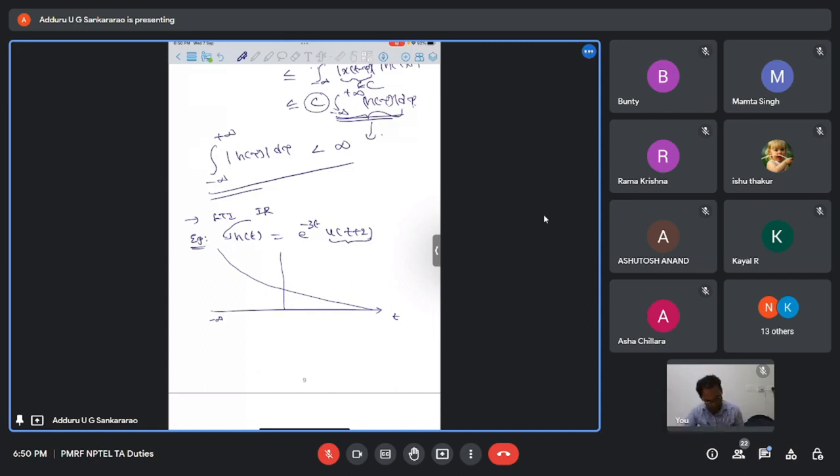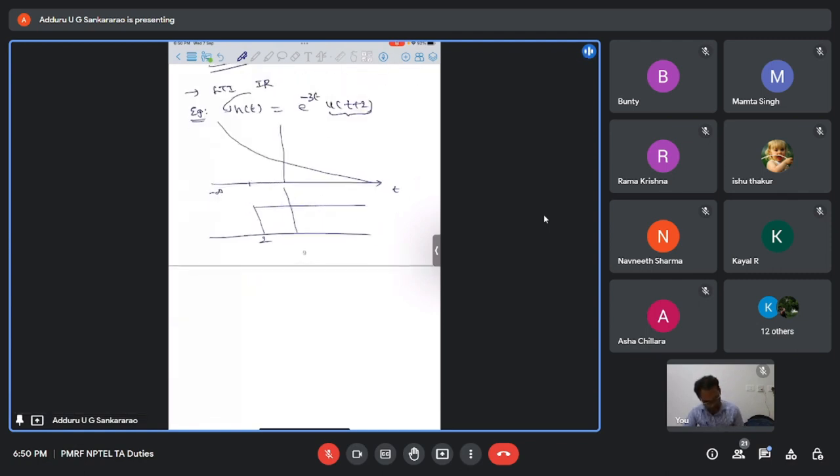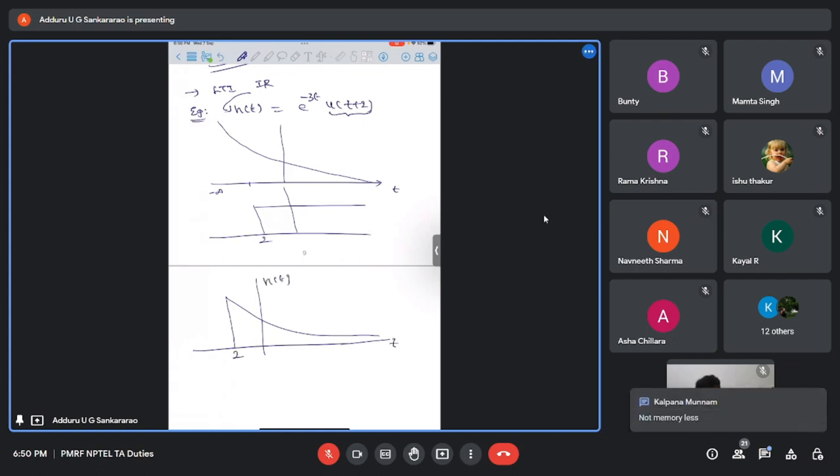That means for u of t plus 2, it looks like this. Both we have to multiply. Then what we get for h of t is something like this. This is h of t.